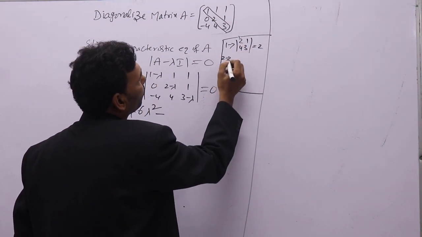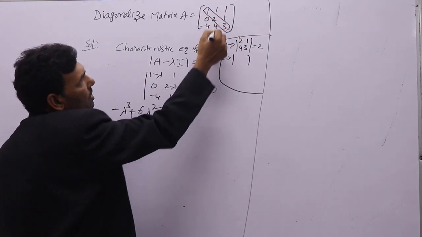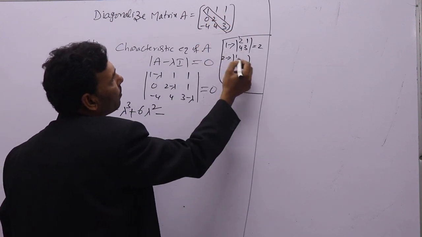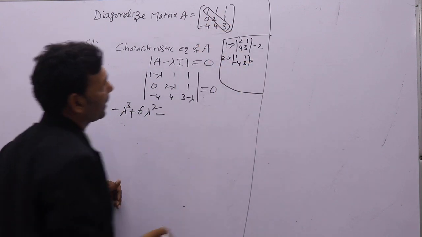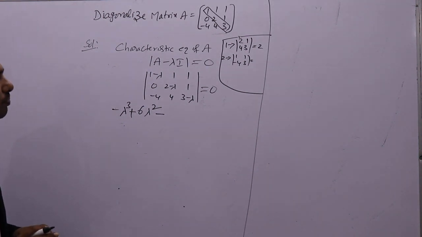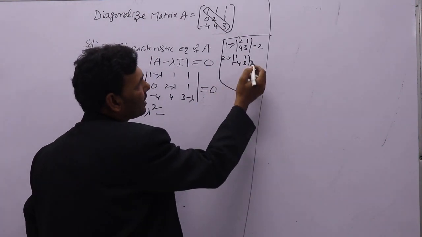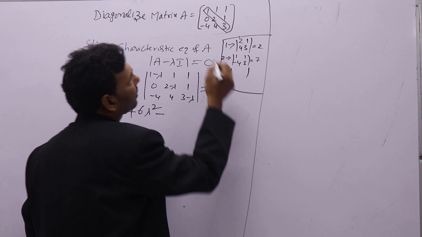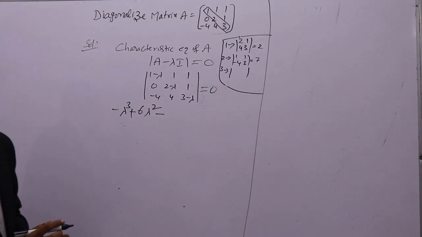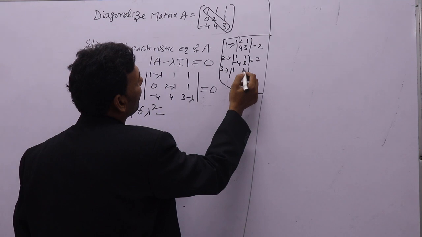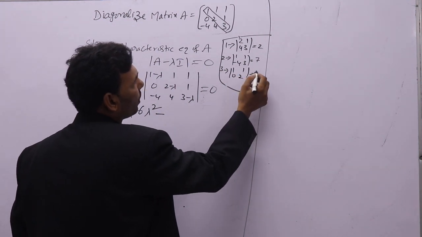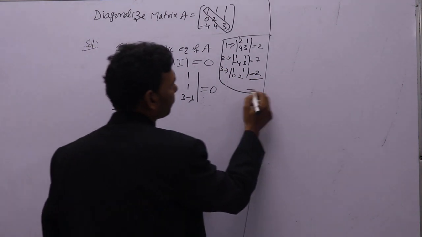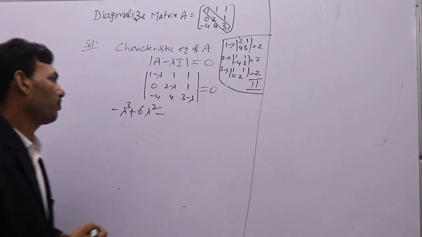For the second row, second column, you need to eliminate the second row and second column. If you eliminate them, you get 1, 1, minus 4, 3. 1 three is 3, 3 plus 4 is 7. For the last one, we need to eliminate the last row and last column. If you eliminate them, you get 1, 1, 0, 2. Add 7 plus 4. What will you get? 11.